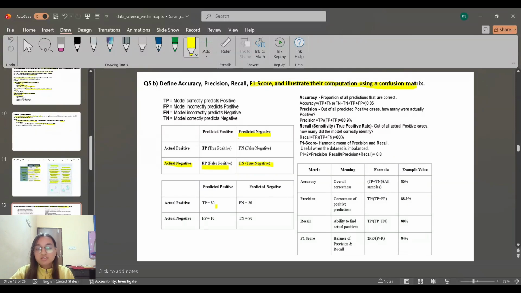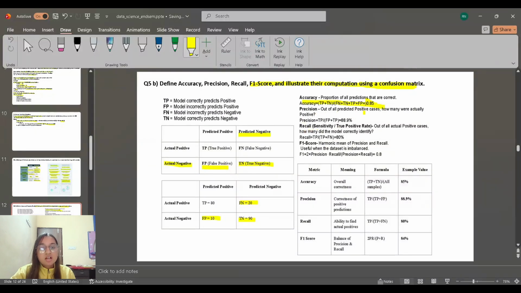We can assume the values for TP as 80, FN as 20, TN as 90, and FP as 10. Accuracy is the proportion of all predictions that are correct. Accuracy formula is TP plus TN upon TP plus TN plus FN plus FP. By using these values, we get accuracy as 0.85.